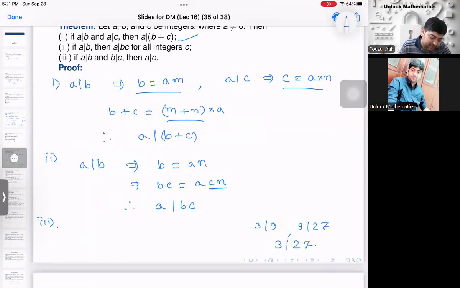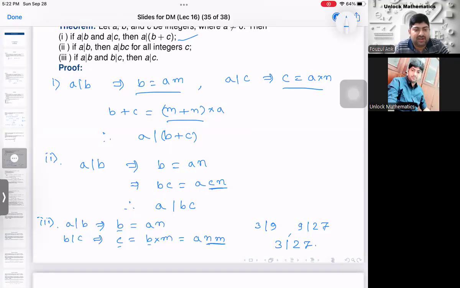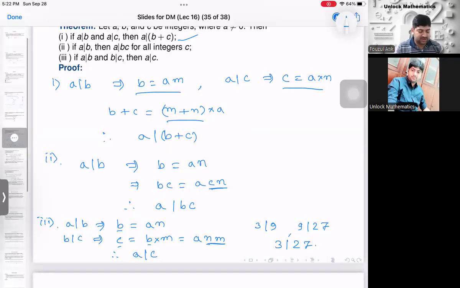You can very easily prove that a divides b. What does it mean? b can be written as a product of a into n. Now you have b divides c. What can you say from that? c can be written as b into another integer m. Now put this b value from the first one. So therefore c is equal to a times n into m. Therefore what you got? c is equal to a into some integer n into m. So c is a multiple of a. Therefore a must divide c. This proof is also done, right? So these are very small proofs, but these are interesting and these are useful as well.